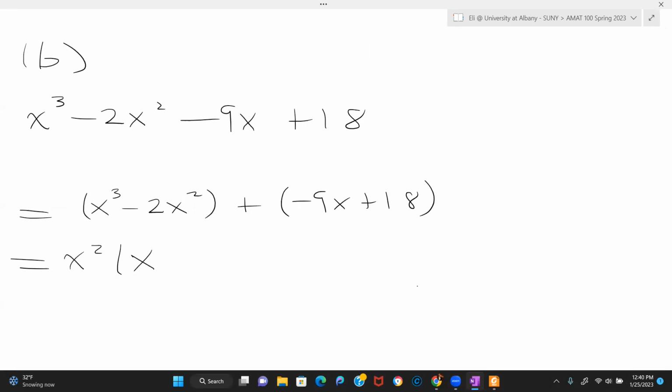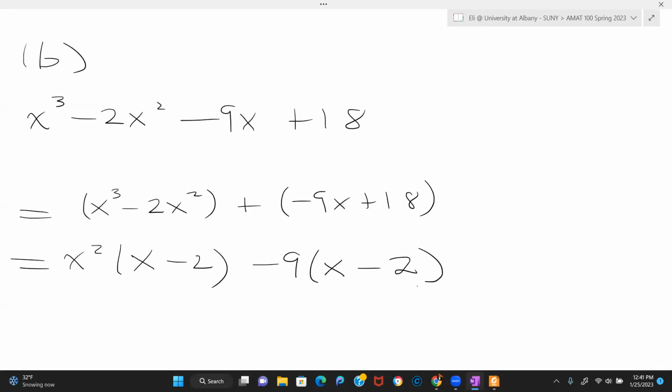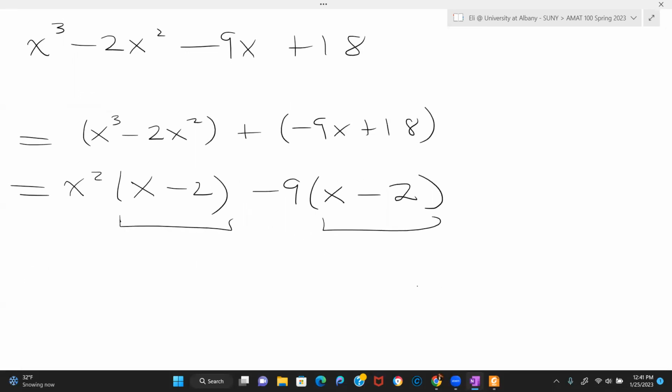All right, so now we're going to factor x squared from the first term. So we're going to get x minus 2. And from this, they have a 9 in common, as I said, but I'm going to factor out negative 9. And so that's going to become this. So now what we have is a common factor of x minus 2, so we can factor that out. Factor out an x minus 2 from this, what's left behind is the x squared. Factor out an x minus 2 from this, what's left behind is the 9.